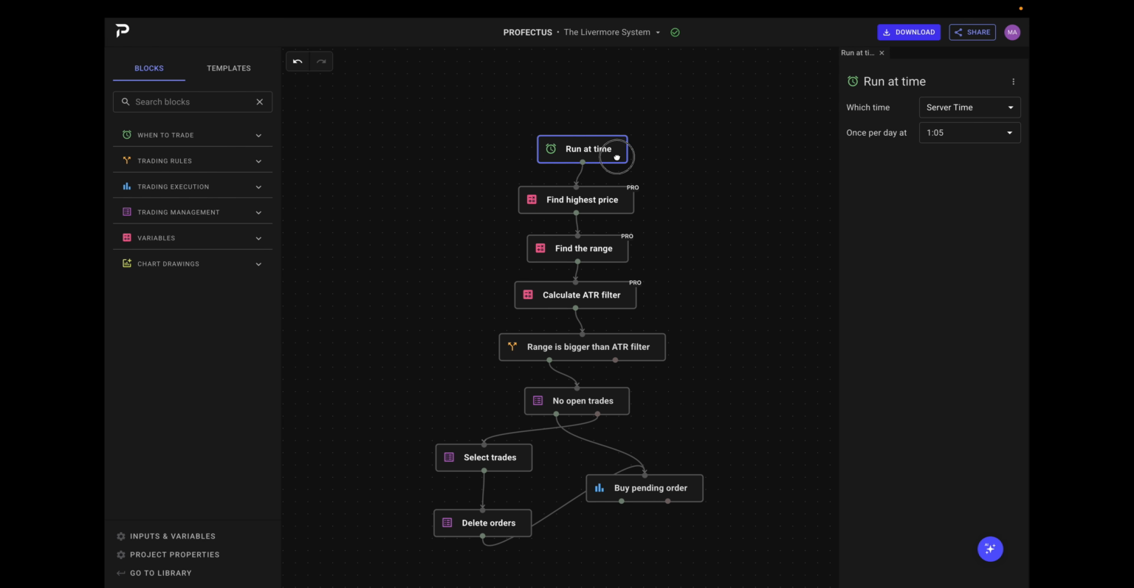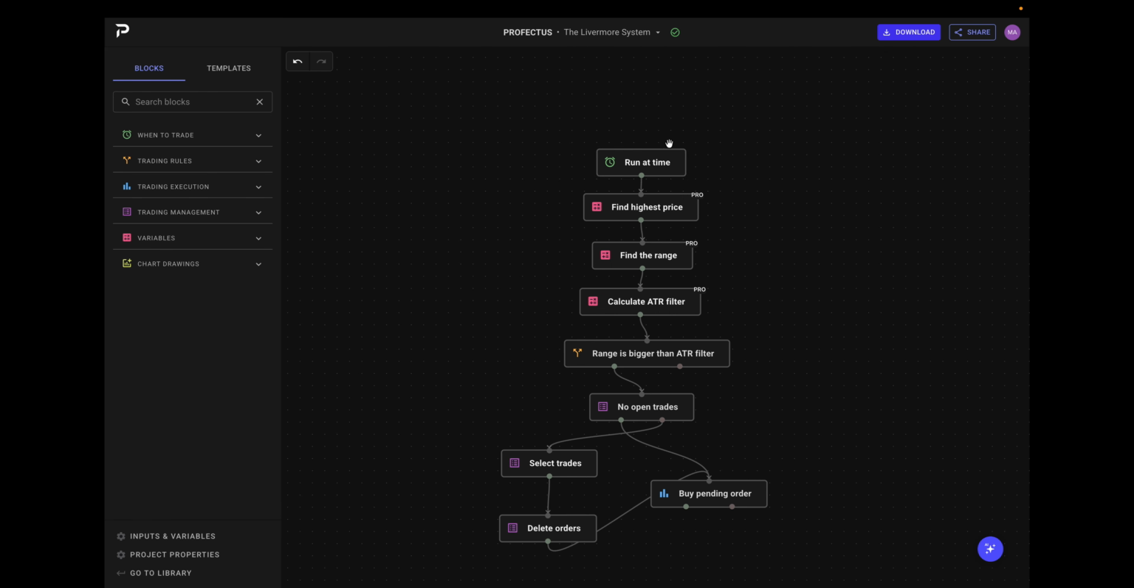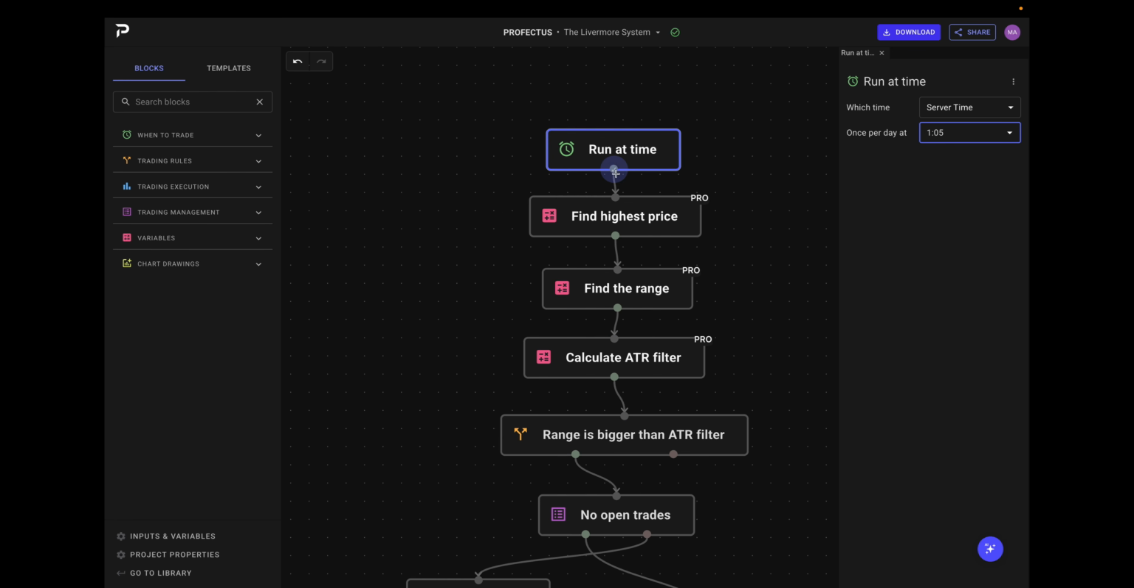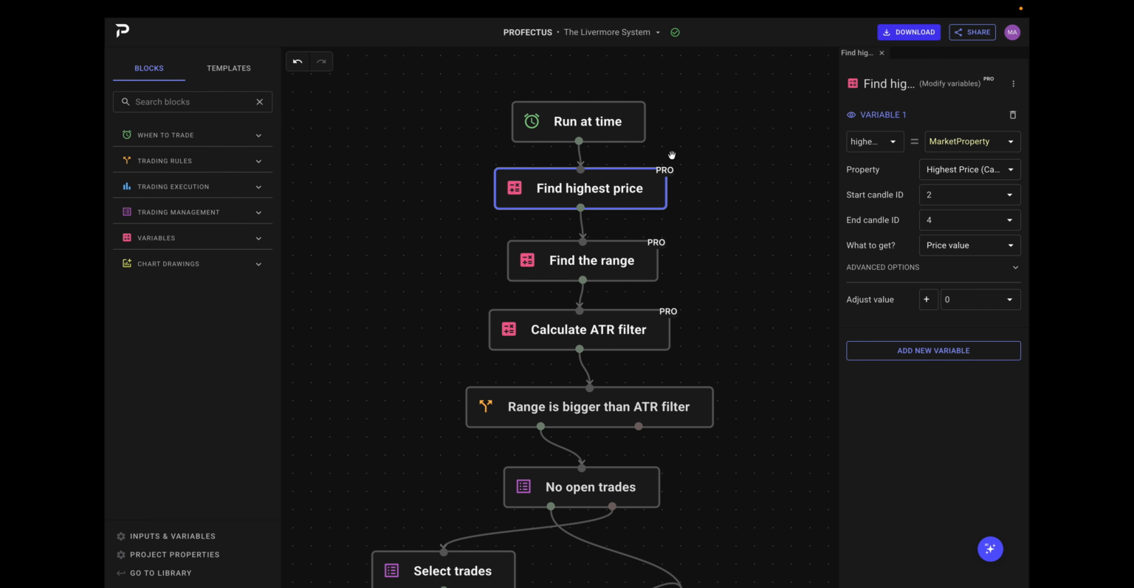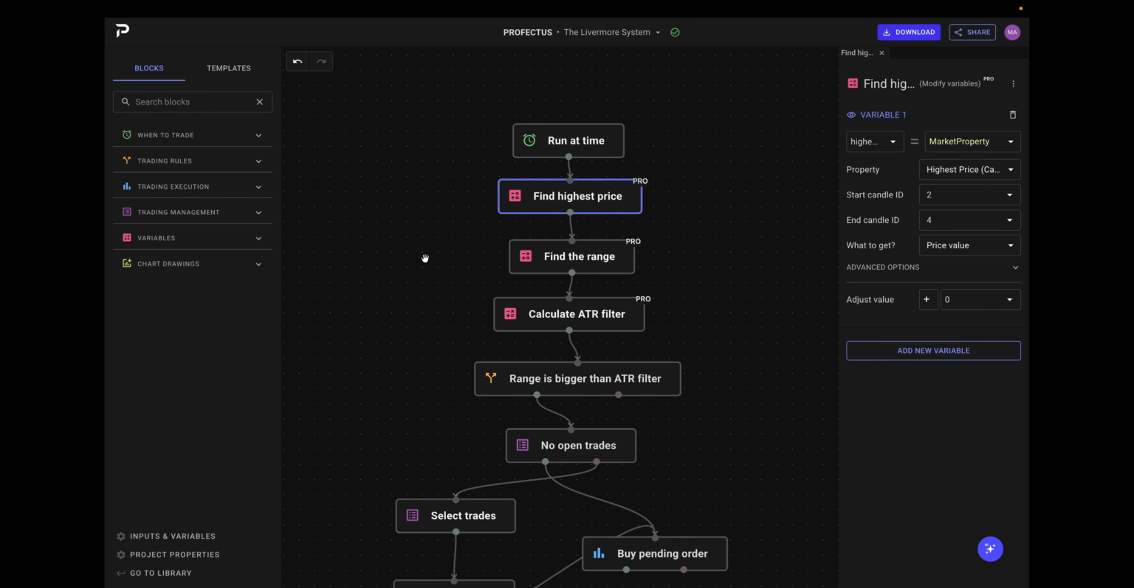We have run at time. Every block at the top, or every block on this canvas here, will trigger every tick. So this one, run at time, will trigger every tick, but now run at time only moves on at 5 past 1 because we defined that in the block setting. At 5 past 1 we will go to the next block if the answer is yes. And what are we doing? Well, we are using a modify variable block for this system to store a variable, to have some memory in the algorithm.